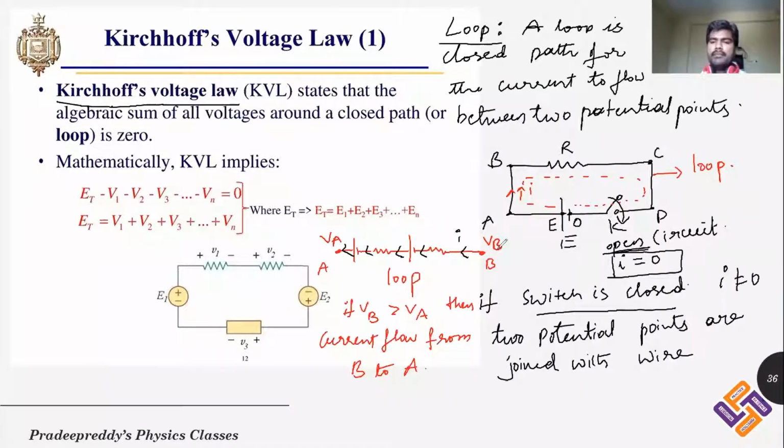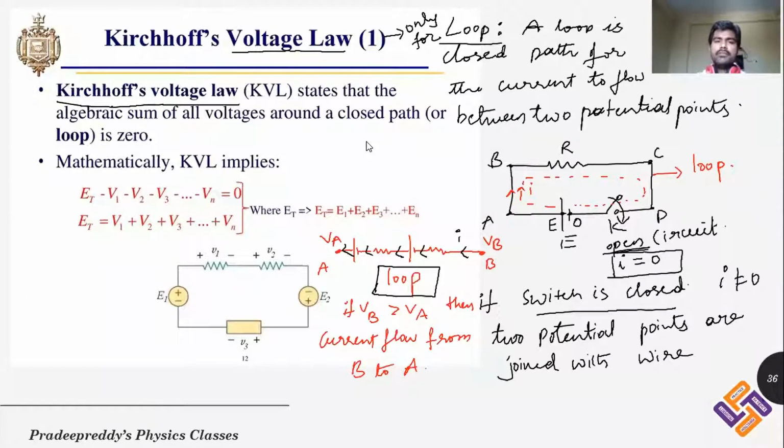Such a path provided for the current to flow from high potential to low potential is said to be a loop. Kirchhoff voltage law is applicable only for loops. Just like how Kirchhoff current law is applicable only for nodes, in the same way, Kirchhoff voltage law is applicable only for closed loops or a loop between two potential points.